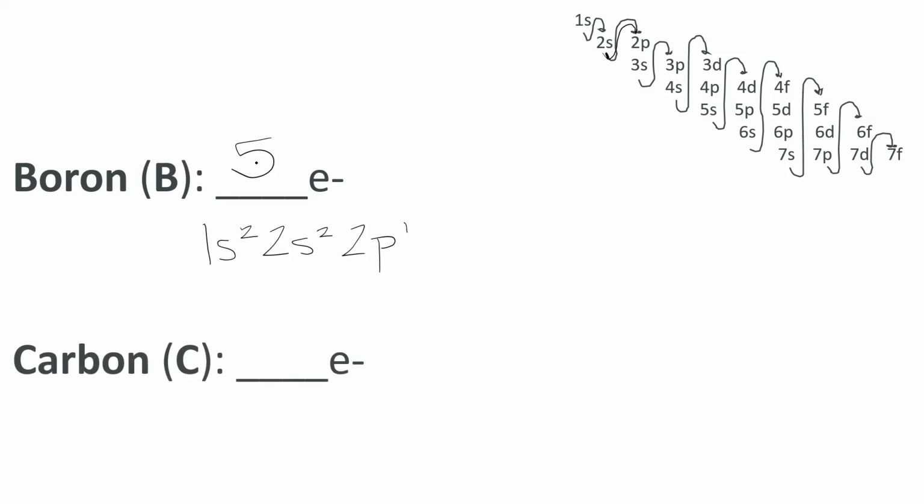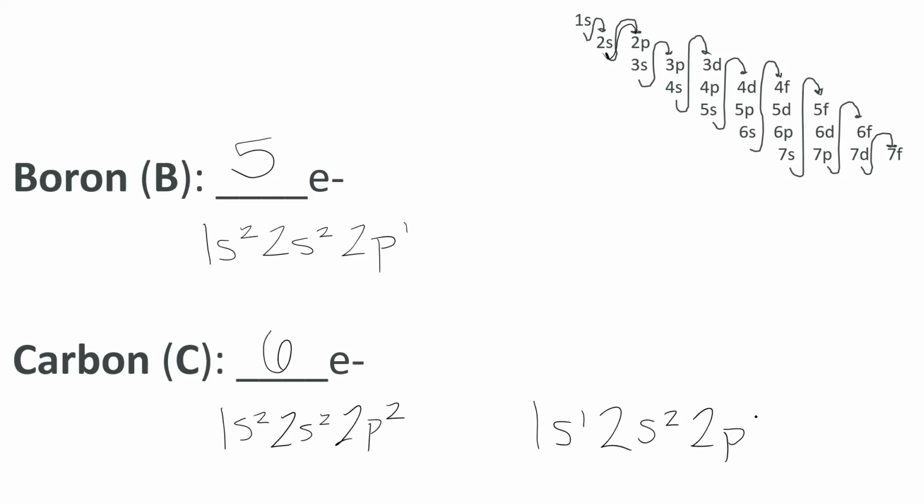Carbon. Carbon's atomic number 6, 6 electrons. Once again, I always start 1s2, 2s2, 2p2. 2 plus 2 is 4, plus 2 is 6. Once again, you can't do something like this. Okay, you still have 6, but you did not fill that S. You have to go in order, fill them before you move on.